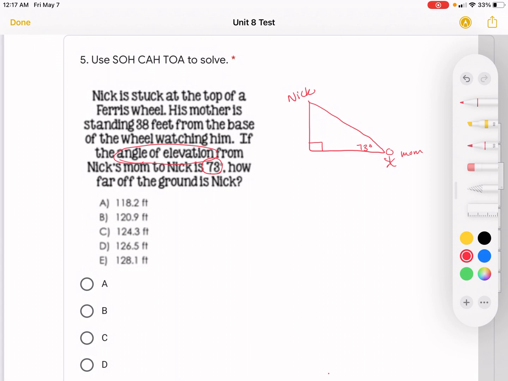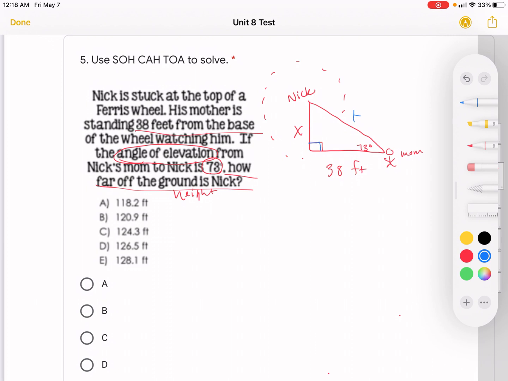It says his mother is 38 feet from the base of the wheel. So let's say that the Ferris wheel's here. She's standing 38 feet away. This question wants to know how far off the ground is Nick. That would be the height, so this would be our X. So now we can start labeling our picture.